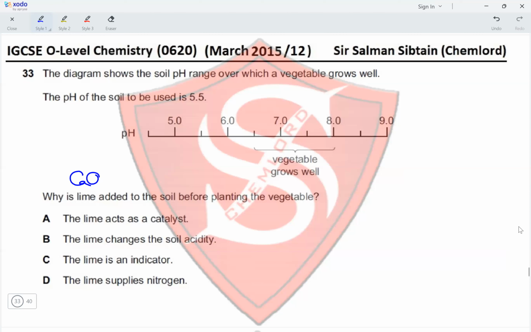Lime acts as a catalyst? No. The lime changes the soil acidity? Yes, it decreases it. The lime is an indicator? No. The lime supplies nitrogen? No. So it would decrease the acidity from 5.5 and bring it in the range of 6.5 to 8 so that the vegetables grow well. So this makes option B the correct option for this question.